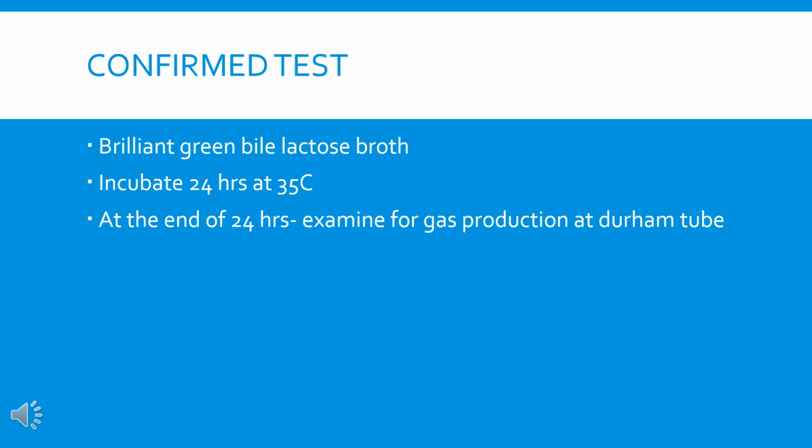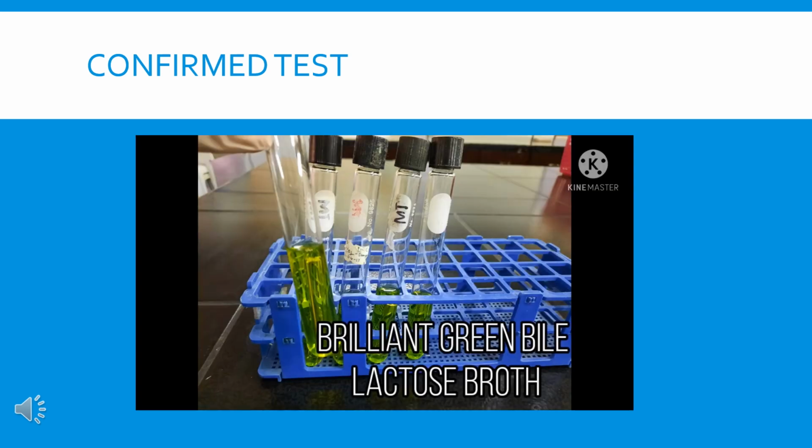We now move on to your confirmed test. So in here, we use your brilliant green bile lactose broth. You incubate it again for 24 hours, and at the end of your 24 hours, you examine for your gas production at your Durham tube. Here's a photograph of your brilliant green bile lactose broth. So again, you have to label all these tubes.